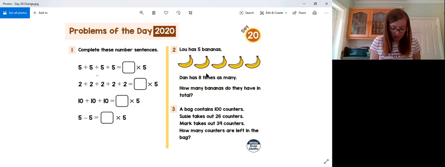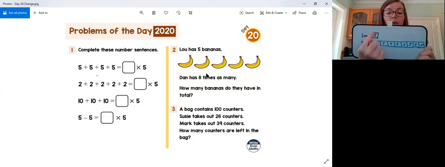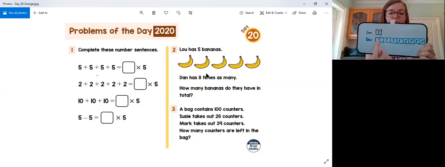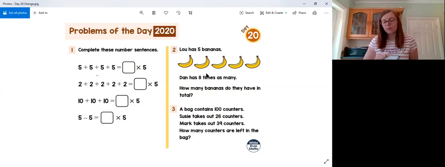I nearly ran out of room on my whiteboard, but I can draw it out in a bar model like this to demonstrate that if Lou has got one lot of 5, his 5 bananas, and Dan has 8 times as many, 1, 2, 3, 4, 5, 6, 7, 8, he has 8 lots of 5. Now we've got very confident with our 5 times table, so 8 lots of 5 we will recognise is 40.